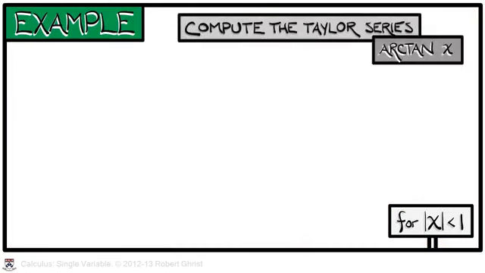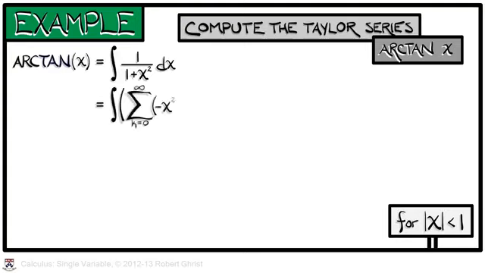Let us consider another example, this time the arctan function. One of the things that you may recall is that arctan has as its derivative 1 over 1 plus x squared. So we can integrate this to obtain arctan. You will notice also that 1 over 1 plus x squared can be represented as the geometric series of negative x squared, so that we can integrate the sum of negative x squared to the k, as k goes from 0 to infinity.